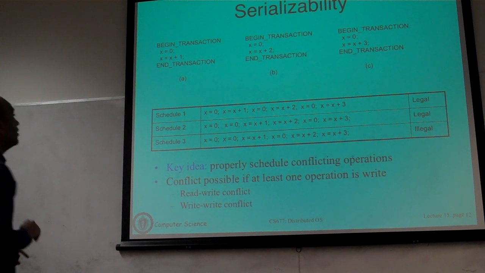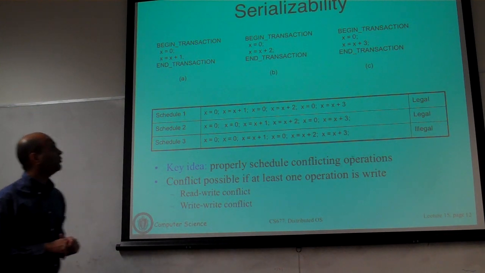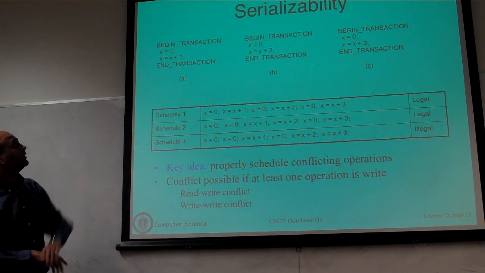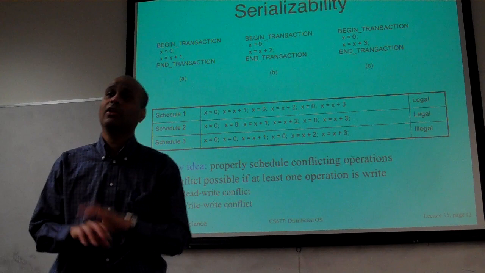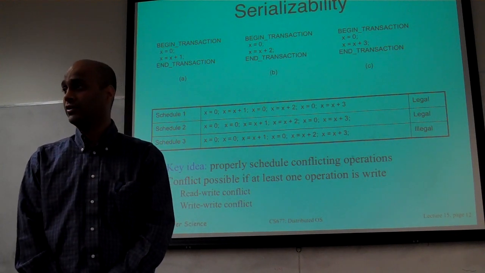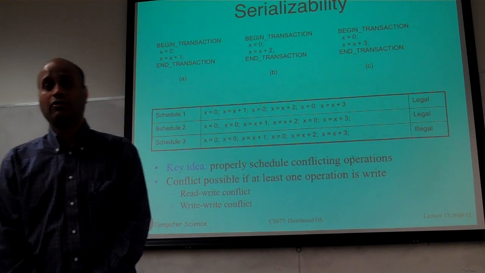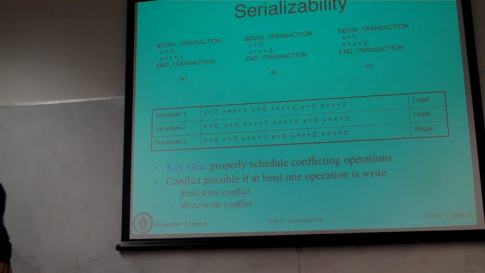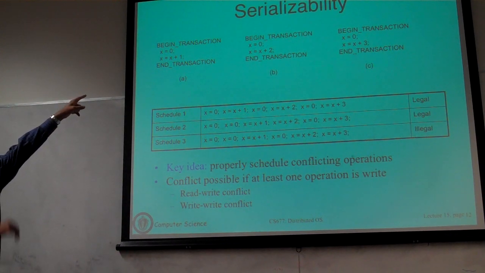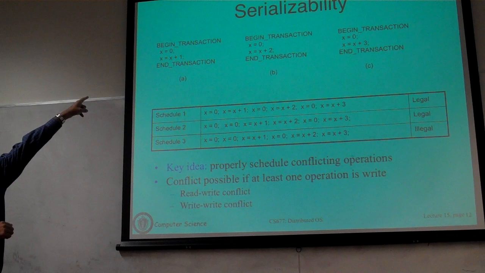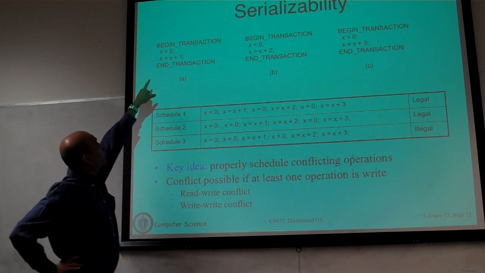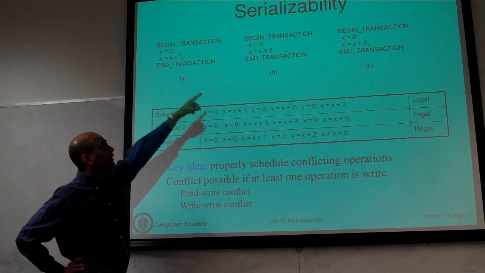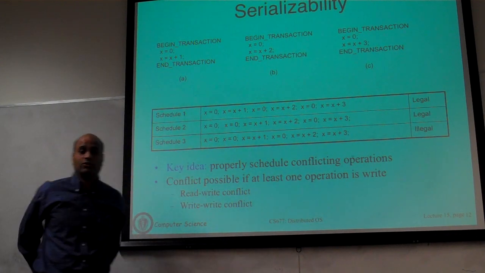Here's an example to show what serializability would mean. These are three transactions. In this very pathological case, they all operate on one record, X, one integer. Each of them does something different to X. Each transaction resets the value and sets it to some other value. This transaction sets the value of X to 1, that one sets it to 2, and that one sets it to 3.